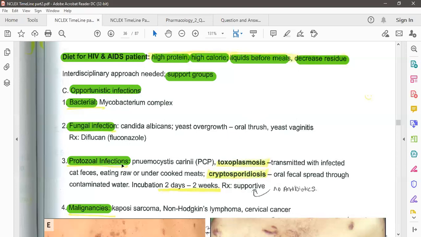Protozoal infection is most common, especially Pneumocystis carinii, it's organism name, or Toxoplasma gondii, toxoplasmosis, from infected cat feces, eating raw or undercooked meat, or cryptosporidiosis, fecal-oral spread through the contaminated water. So definitely we give them antibiotics, antiprotozoal, or supportive treatments.